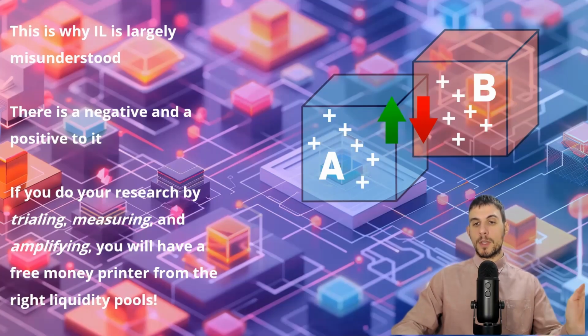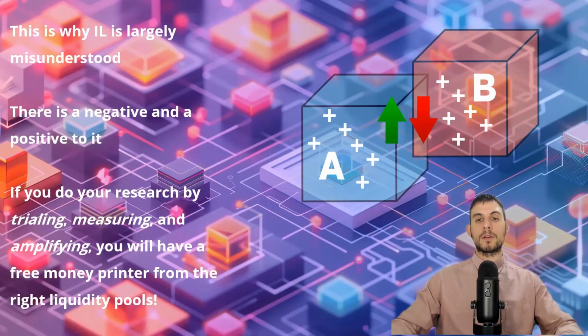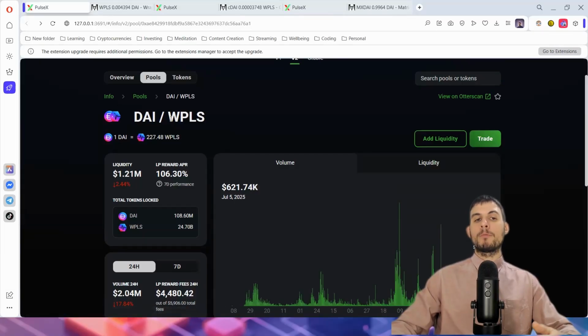So now let's look at some examples to let this message sink in. Here we have pDAI and Pulsechain. This liquidity pool has 1.21 million in it, with LP rewards of 106.3%, which is based on the volume. So the daily LP rewards is $4,480, and you would get that based on the percentage of ownership that you have in the pool. So it's a very high yield pool, but what does the chart actually look like?